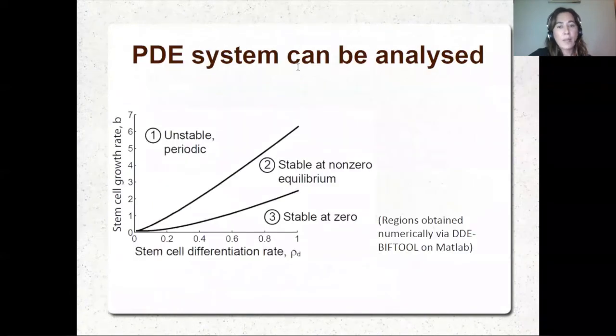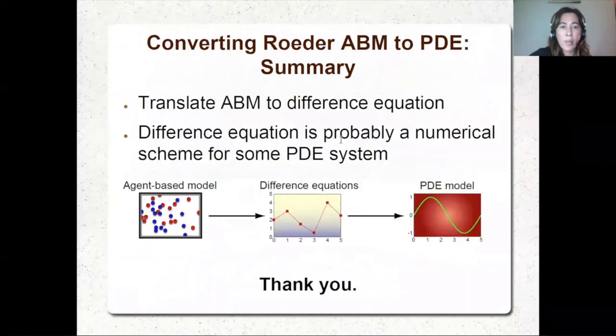So, as I said, we can do all kinds of analysis for the PDE system. This was analysis that was done on this model. And really, just in conclusion, what we can do is translate this ABM model either heuristically, or we can take it through this set of difference equations, and hopefully these difference equations are going to be some kind of a numerical scheme for a PDE system.